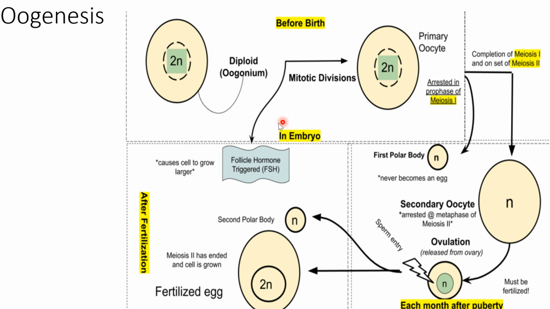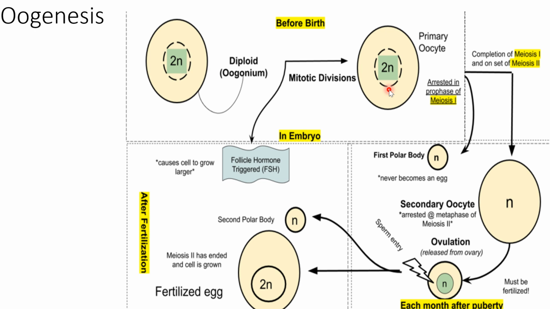So we're going to start off in the embryo. This is the female embryo. The oogonium is diploid, it's got twice the number of chromosomes. Prior to birth, mitosis will occur, which means you're going to get double the amount. They're genetically identical cells, and this is going to be called the primary oocyte. Because of mitosis, it's also going to be diploid, 2N. Now, it's going to stay pretty much here.